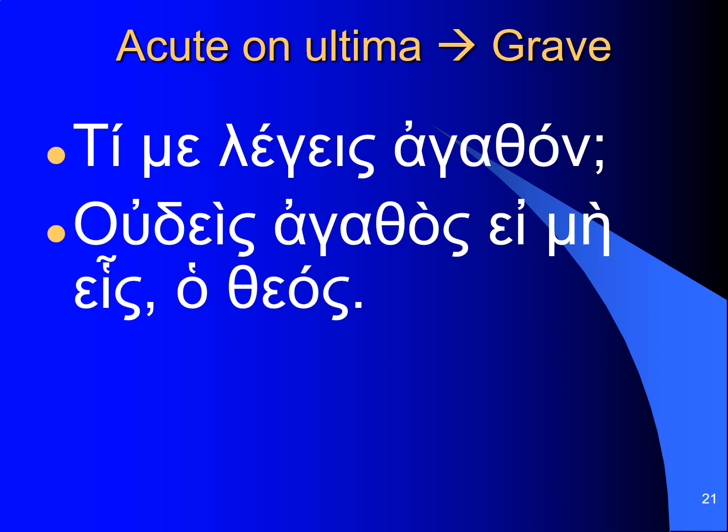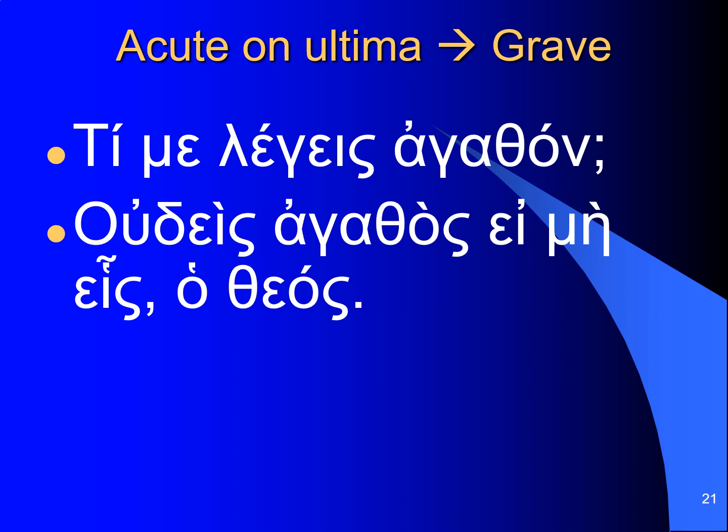In the second sentence, however, the first word, oudeis, would have an acute accent on the ultima, but it's followed by another word, agathos, which has its own accent and isn't either an enclitic or a proclitic, so the acute accent on oudeis changes to grave. Agathos also would have an acute accent on the ultima, but it's followed by another word. A proclitic, not an enclitic, so the acute accent on agathos changes to grave.